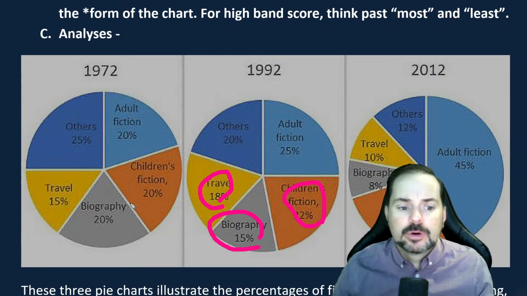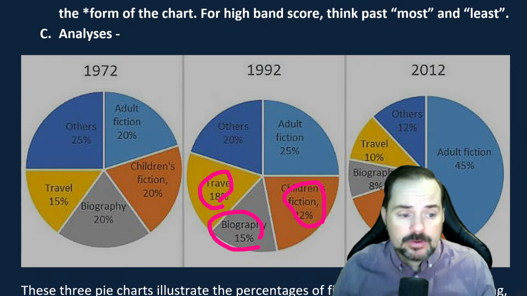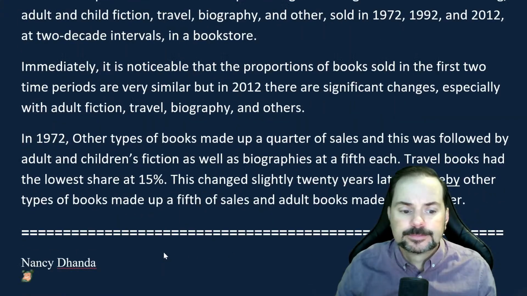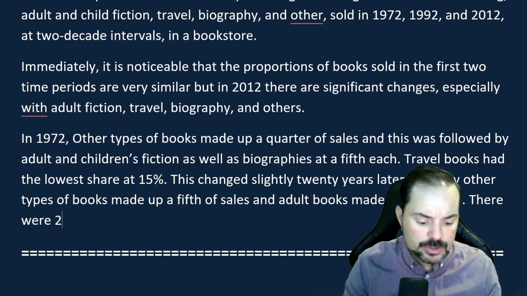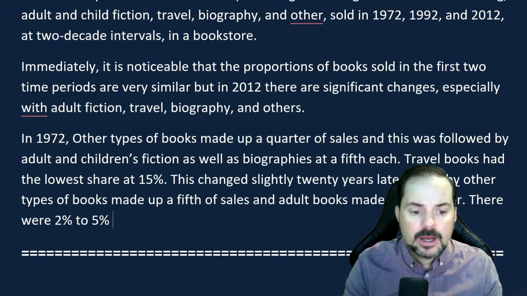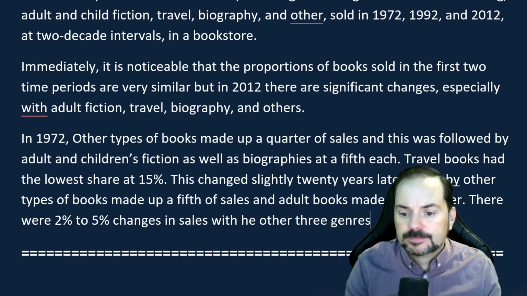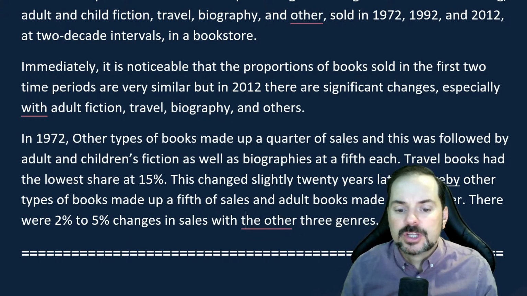So there were between 2 and 5% changes in sales for the other 3 genres, okay? There were 2 to 5% changes in sales with the other 3 genres. Okay, so again, I'm not going into too much detail here, right?